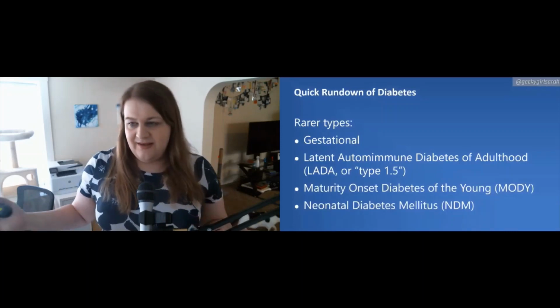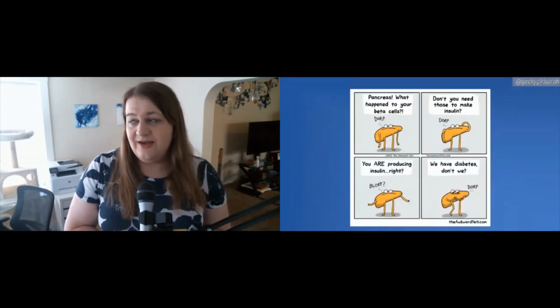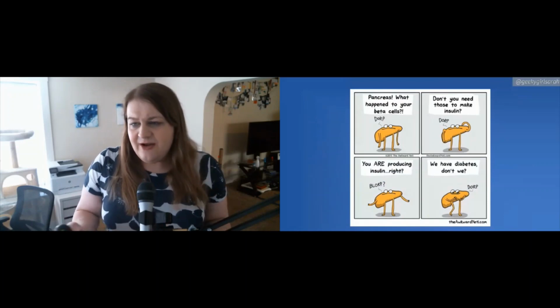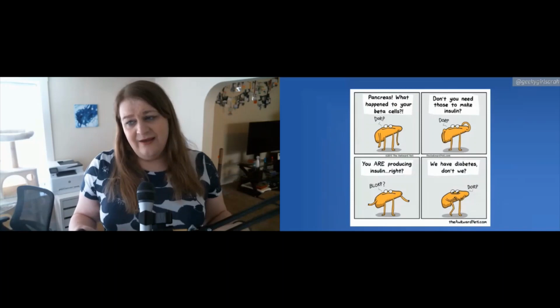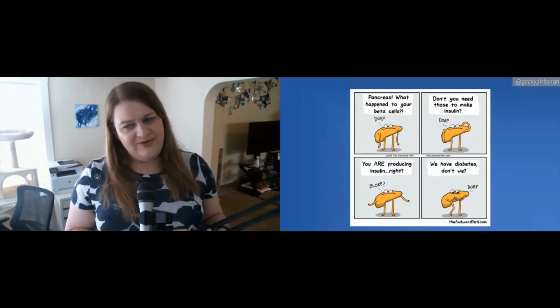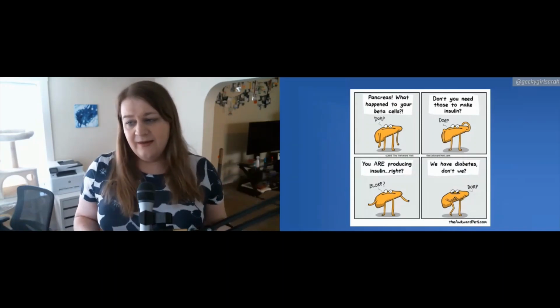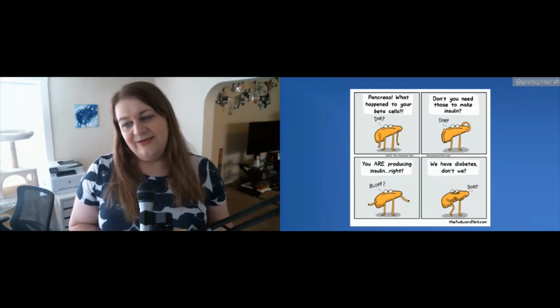Another way to explain it is this comic right here, which I think's pretty funny. Pancreas, what happened to your beta cells? Dorp. Don't you need those to make insulin? Dorp. You are producing insulin, right? Blorp. We have diabetes, don't we? Dorp. Yeah.